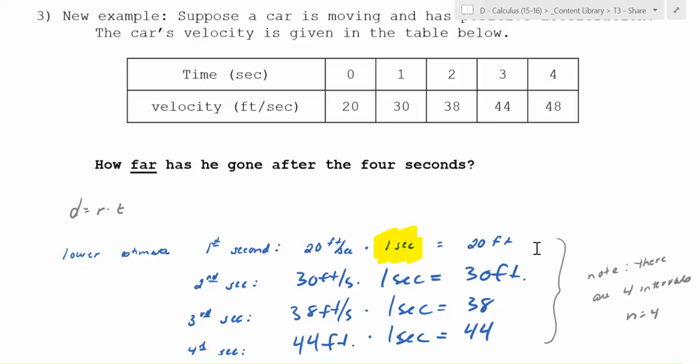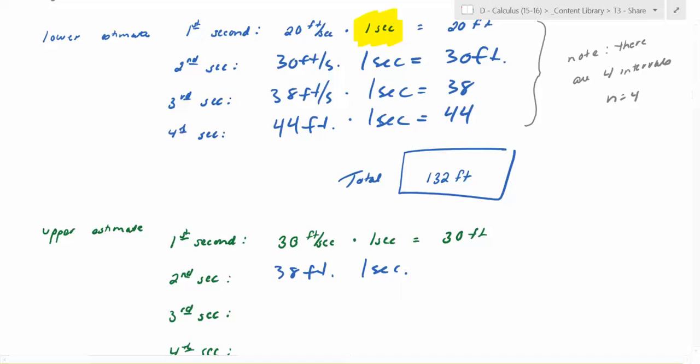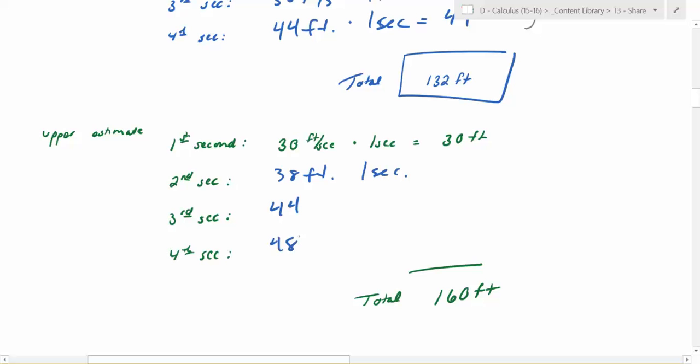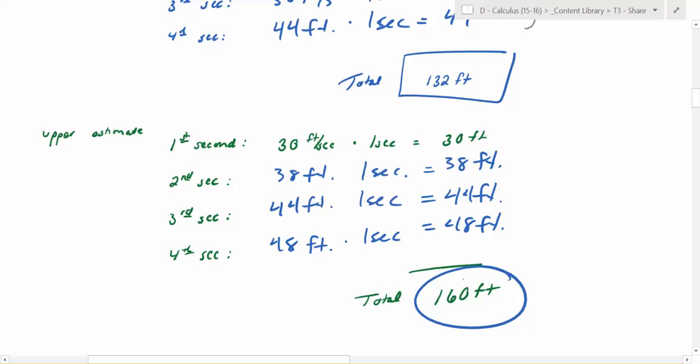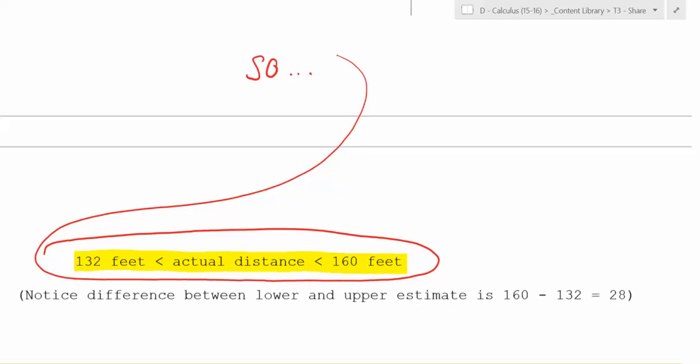Yeah? I'm confused. At 1 second, isn't it 30? It starts times what? 1 second. And then what's next? 44, and then what? Is it 48? 48 feet per second, times 1 second. Again, does it have to be 1 second? No, that's important that you realize that. It's really nice when it's 1 second. So it's 48 feet. The point being that it may have gone 160 feet, realistically, if the function stays within bounds there. What does this mean? It means the actual distance traveled is somewhere between 132 and 160 feet.